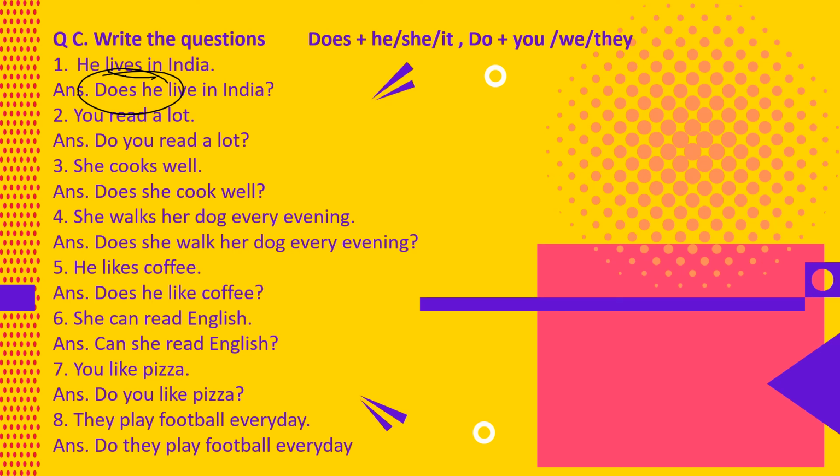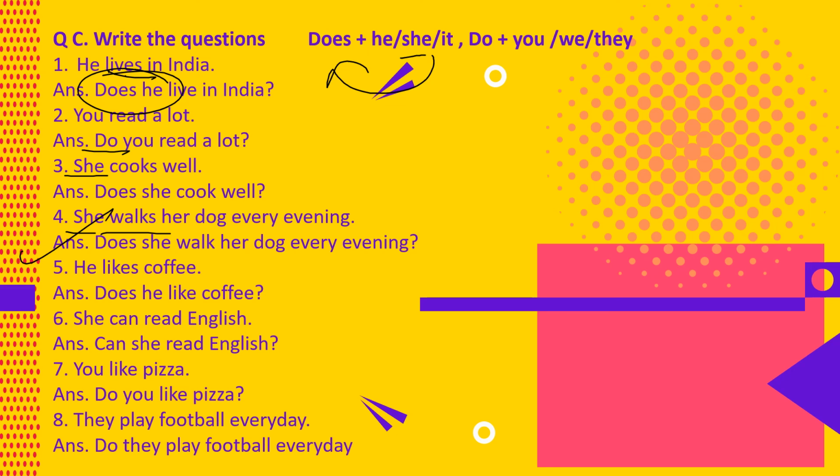The next one comes up, you read a lot, which you usually do. So we'll use, do you read a lot? Then comes, she cooks well. Now she is what? Singular. And what we use with this? Does. So it will be, does she cook well? Don't forget to add the question mark, needless to say. Next one is, she walks her dog every evening. Walks. And then she. She is again the use of does is what it specifies. So the answer will be, does she walk her dog every evening?